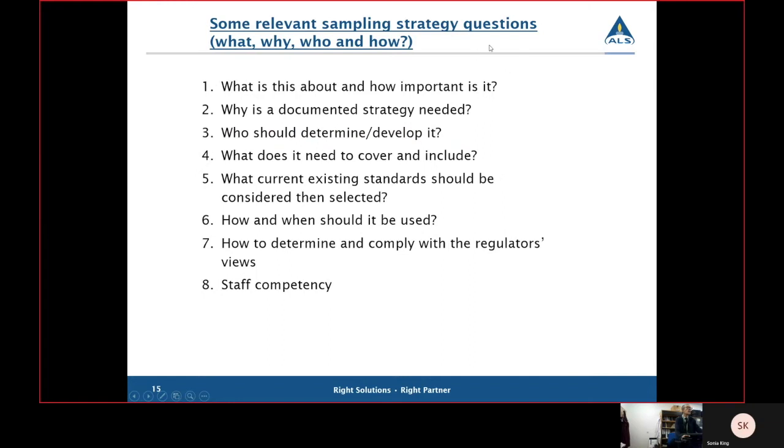Right, some relevant sampling strategy questions. What, why, who, and how? What's it all about, and how important is it? Why is a documented strategy needed? If you're not traceable, your analysis isn't worth anything.